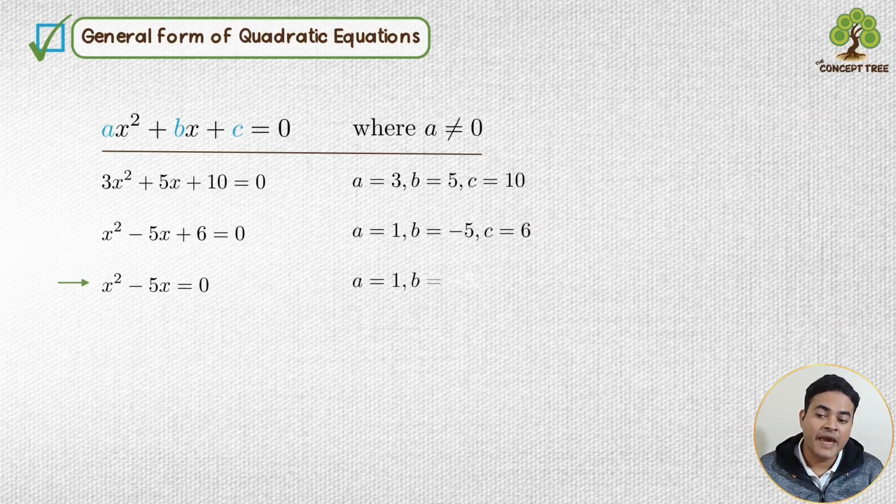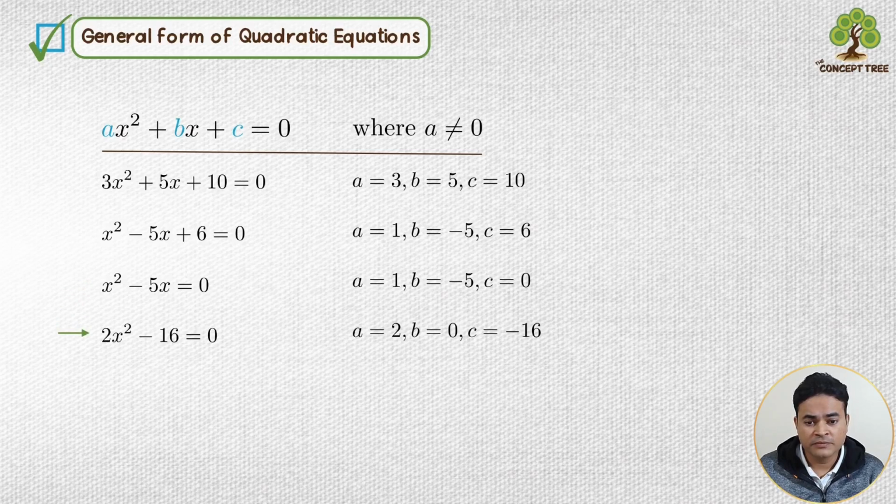Another example, x square minus 5x equal to 0. You will note that c is 0 in this case. 2x square minus 16 equal to 0. In this case, b is equal to 0. x square equal to 0. This is also a quadratic equation. Here b and c both are equal to 0. But in any of these cases, a cannot be equal to 0.